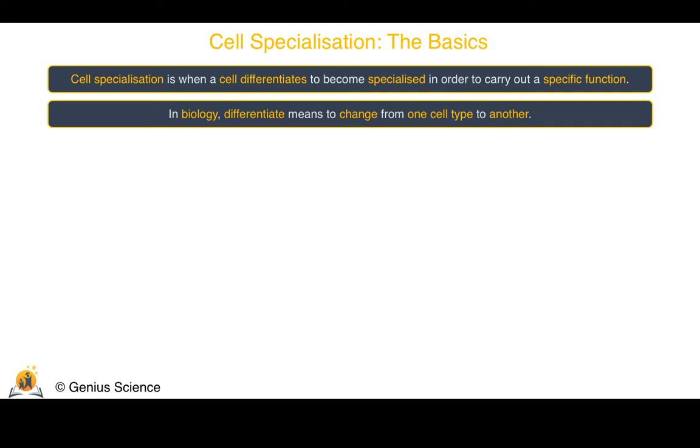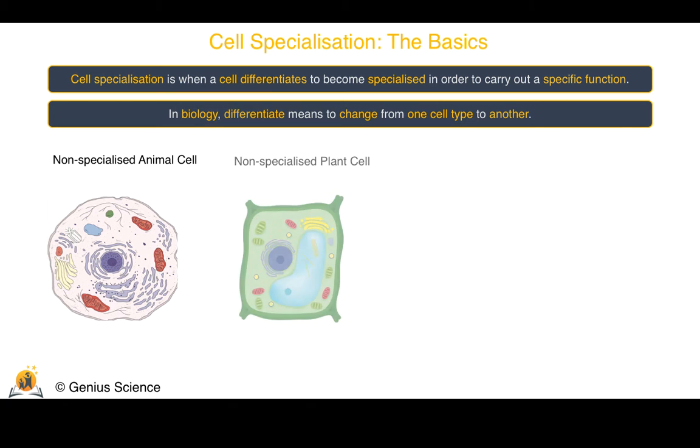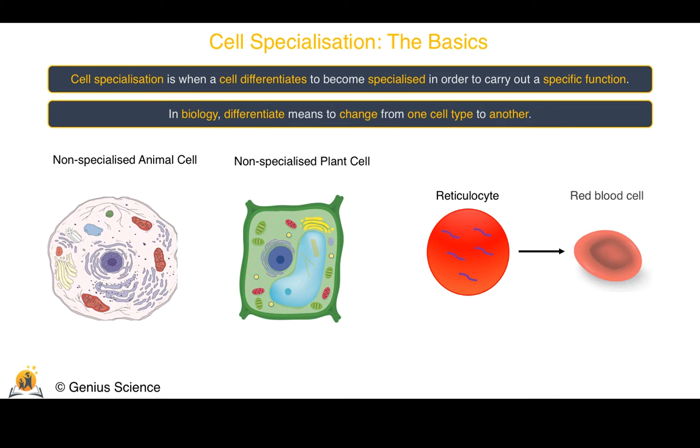Appearing on your screen now is a standard non-specialised animal cell and plant cell, much like you would see in any textbook. These cells have not differentiated, meaning they have not changed from one cell type to another yet. However, here's an example of differentiation. Red blood cells differentiate from a type of cell in the bone marrow called a reticulocyte in order to carry out its function in the body of transporting oxygen to cells for aerobic respiration.